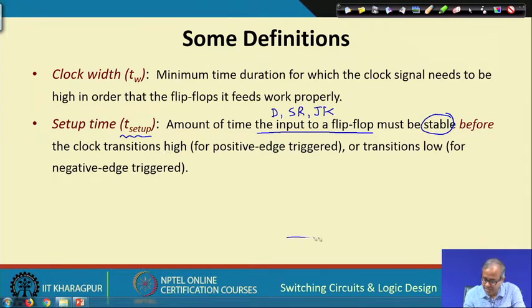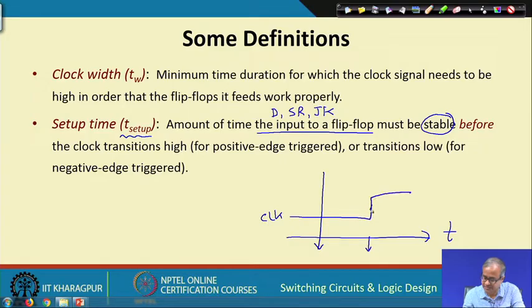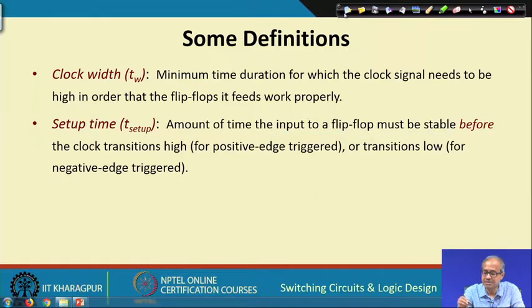Like if I look into the axis of time, suppose this is the time where all the inputs are stable and this is the time where my clock edge comes. Let us say for a positive edge triggered, my clock edge comes here. So, this is the duration for which my data remains stable before the clock edge, that is defined as the setup time, and setup time is a characteristic of the flip flop that you are using. Depending on the flip flop that you use, it has a specified setup time and the input must be applied at least before that amount of time.